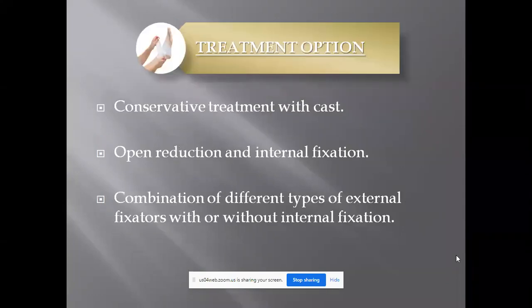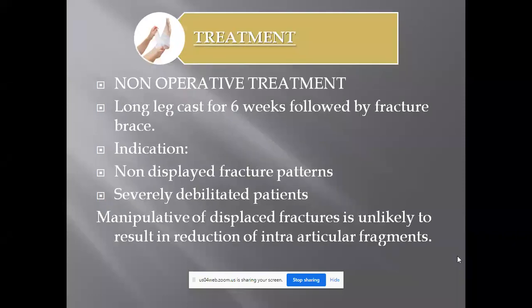Now we'll go with the treatment for these first few topics: conservative treatment with cast, open reduction and internal fixation, and a combination of different types of external fixator with or without internal fixation. The non-operative treatment is a long leg cast for 6 weeks, followed by a fracture brace. Indications are non-displaced fracture patterns and severely debilitated patients. Manipulation of a displaced fracture is unlikely to result in reduction of intra-articular fragments.